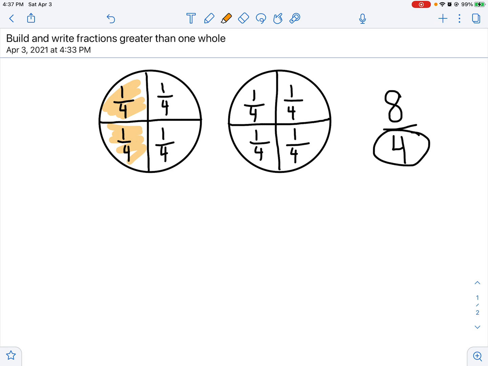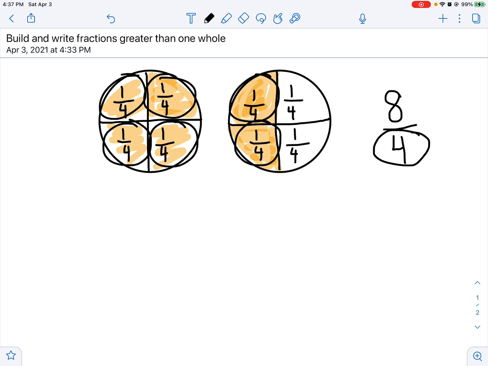1, 2, 3, 4, 5, 6. And I asked you, how much did I eat? What fraction of my oranges did I eat? I could count those parts. I can say 1/4, 2 fourths, 3 fourths, 4 fourths, 5 fourths, 6 fourths. And therefore, I have eaten 6 fourths. Oops, I wrote 6 eighths. 6 fourths because each orange was split into 4 parts.